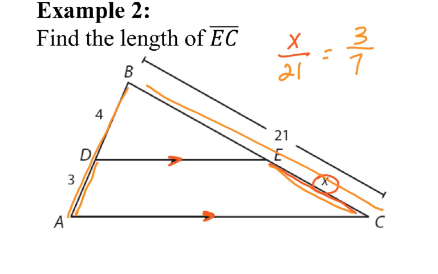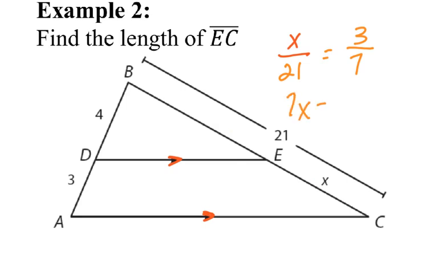Make sure that when you do your proportions that you're setting up equal corresponding pieces. We can solve this again by using cross products. So I'm going to have 7x is equal to 63, and so x is equal to 9. So this is 9, and then that would make this side equal to 12. So 9 to 12 reduces to 3 to 4, and so our proportion works.